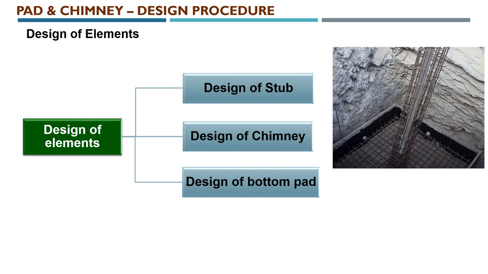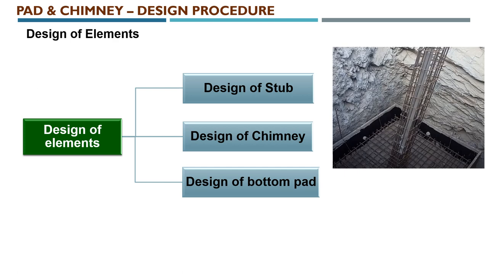So next one is design of elements. This is the third component of foundation design. So here, design of elements for type 1 pad and chimney type of foundation, we need to do three major designs. One is design of stub, the second one is design of chimney, the third and final one is design of a bottom pad.